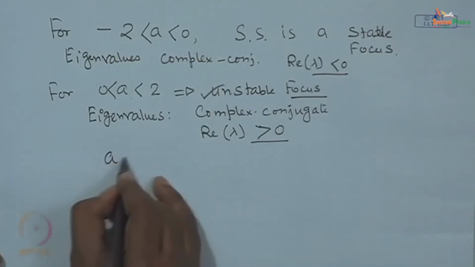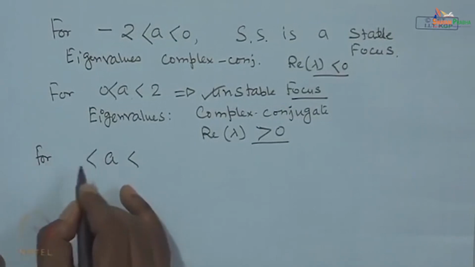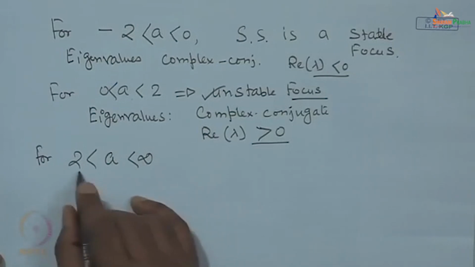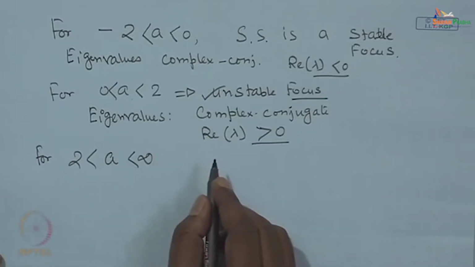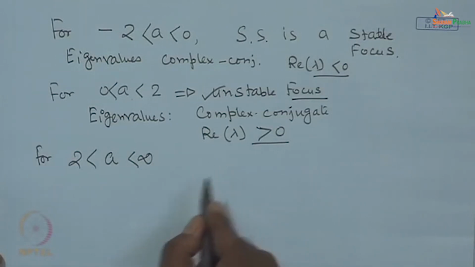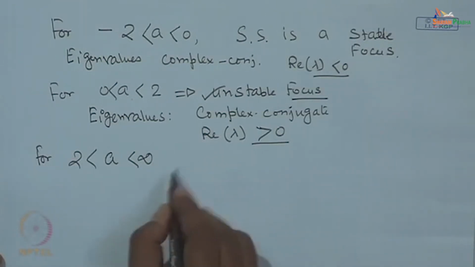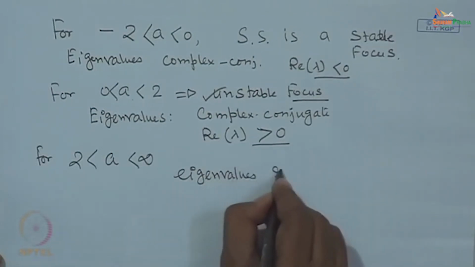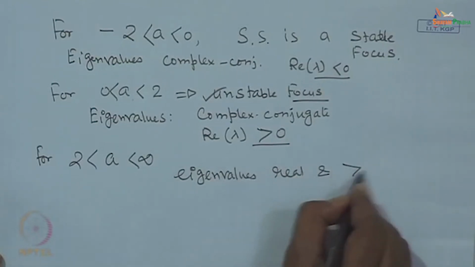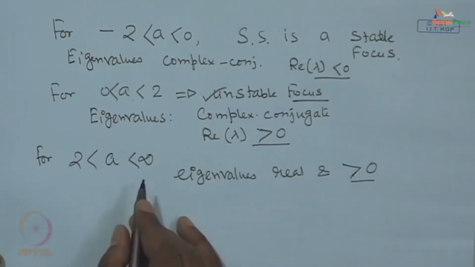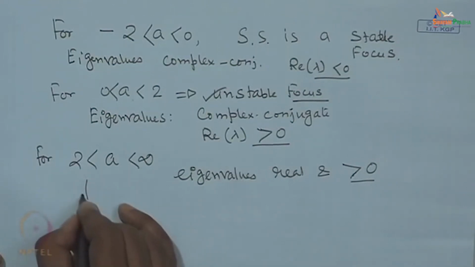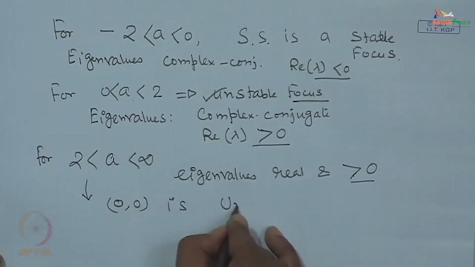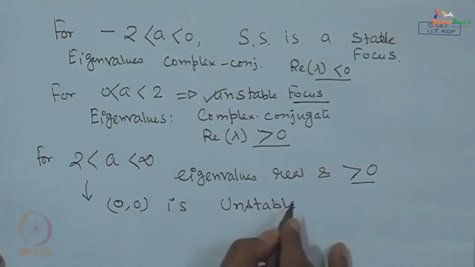Now, for A lying between 2 and infinity, if you look into the solution, A plus minus under root A square minus 4, therefore you will be having the eigenvalues real and greater than 0, always positive. So, you will be getting the unstable node. So, for this condition the steady state 0 0 is nothing but an unstable node.